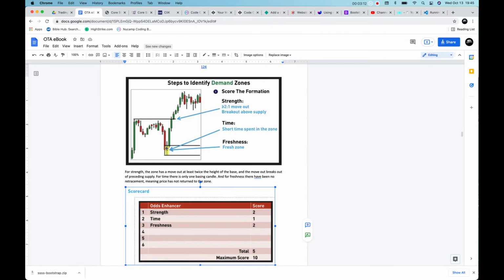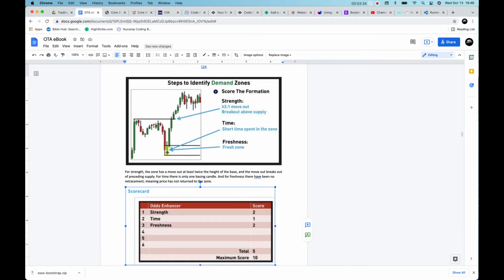So we see the one basing candle here for our zone. This would be the leg in candle. This would be the leg out candle. This formation would be a drop, base, rally. Okay? So we have our distal line here, our proximal line. This is our zone. We see that it moved out 2 to 1. We have one single basing candle.